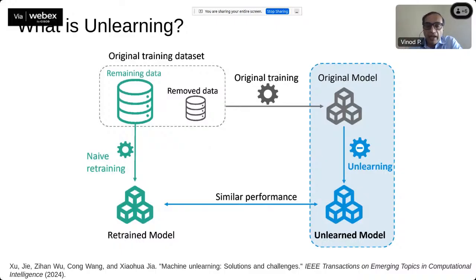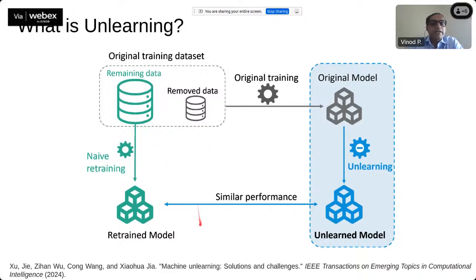Additionally, when we create an unlearned model, this model should exhibit the same quality as a model which has been created in the absence of the sensitive data points. That means when we use the same model architecture and train the model from scratch, which is called a retrained model, the performance of the unlearned model and the retrained model should be similar. This is the way in which we can summarize machine unlearning.